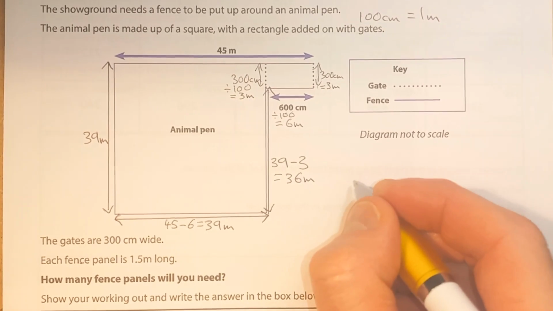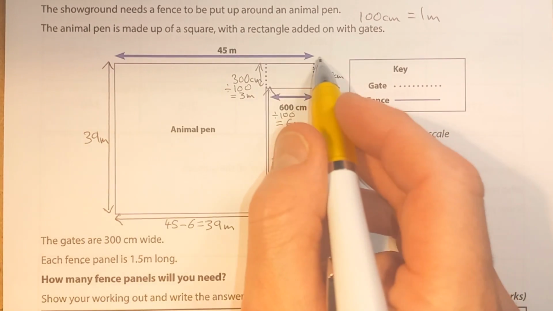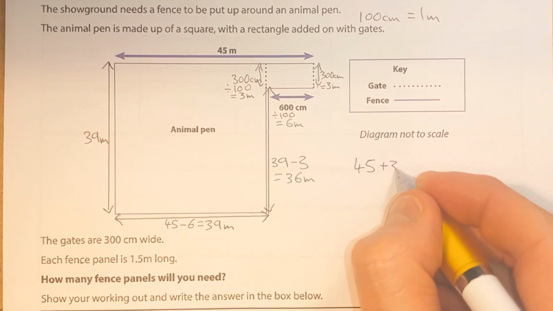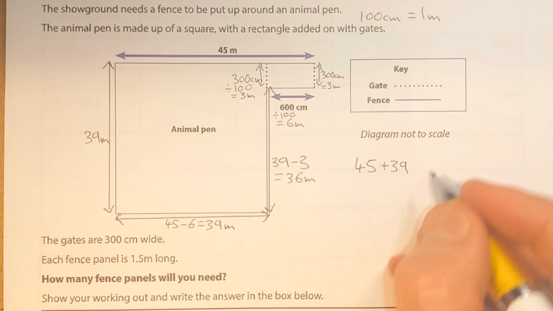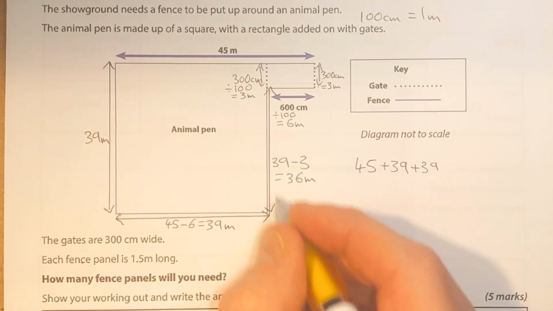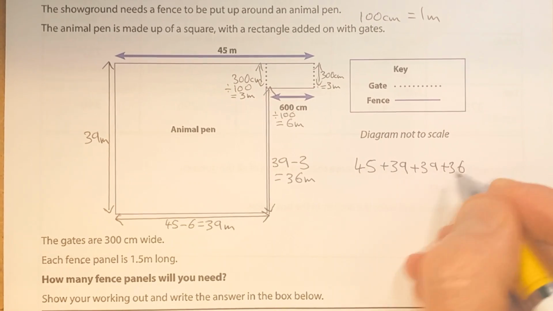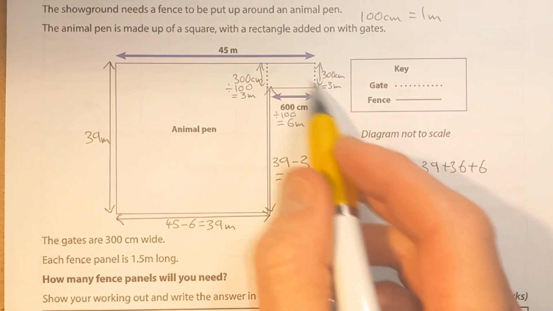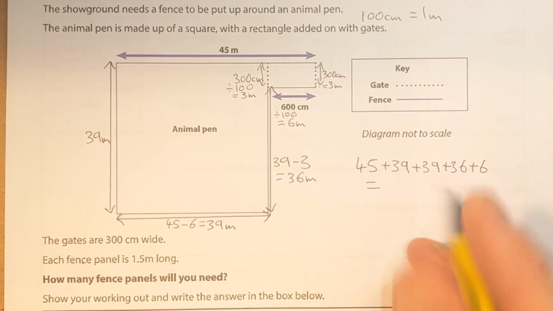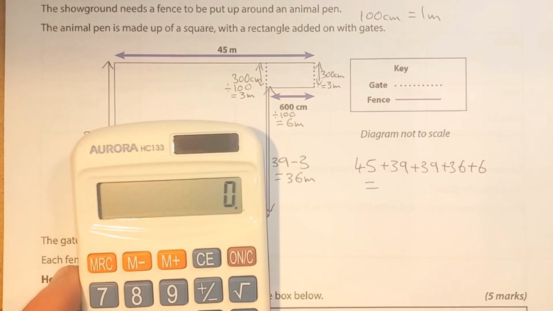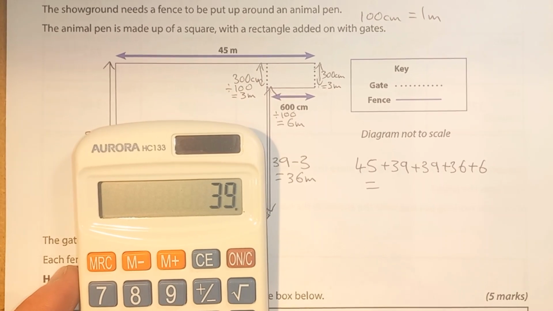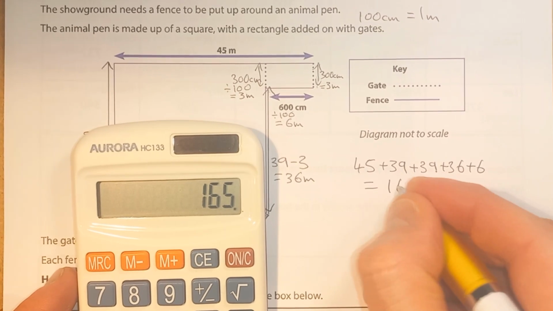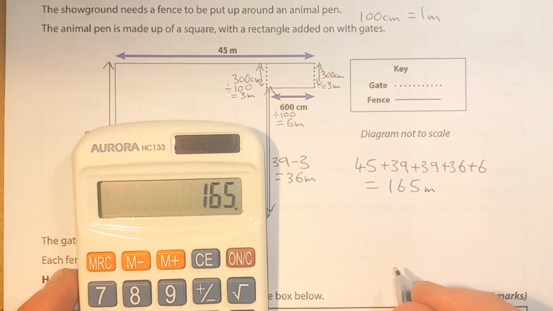So the total distance round it, well, it's going to be 45 plus 39 plus another 39 plus 36 and then plus 6. Let's say we don't need these measurements because those are the gates. Okay, so 45 plus 39 plus 39 plus 36 plus 6 gives us a total of 165 metres.